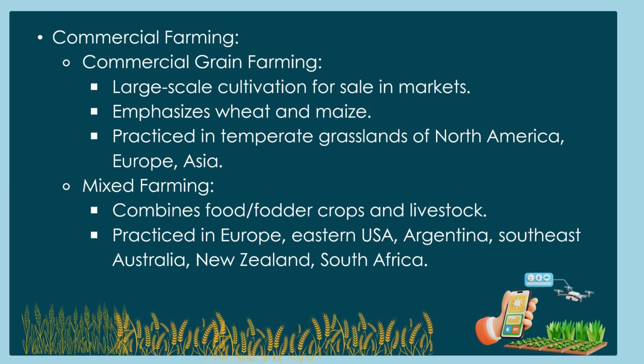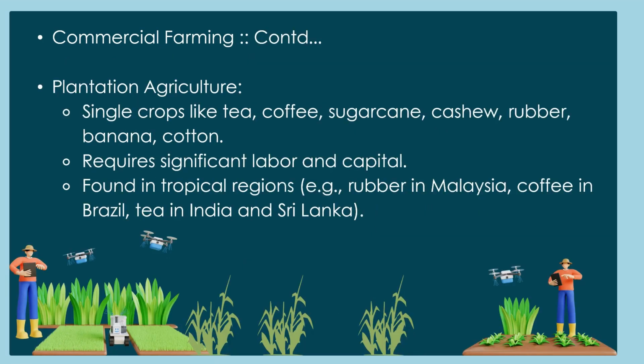The next one is mixed farming. It combines food, fodder, crops and livestock. It is practiced in Europe, Eastern USA, Argentina, Southeast Australia, New Zealand and South Africa. Plantation agriculture involves single crops like tea, coffee, sugarcane, cashew, rubber, banana and cotton. It requires significant labor and capital. It is found in tropical regions, like rubber in Malaysia, coffee in Brazil, tea in India and Sri Lanka.